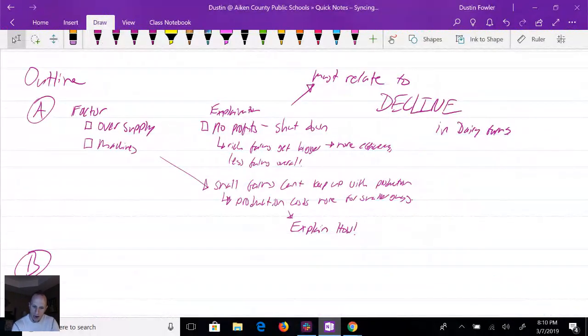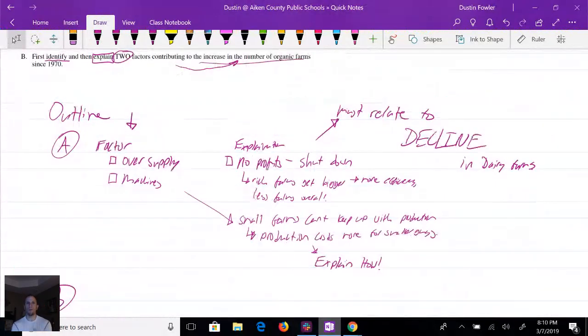For the outline here, I only did example A because I put this together really fast while I was trying to eat. But I wrote out just a quick outline of where I'm going with this. If you look at factor here, I wrote down my 2 factors. I wrote down oversupply and machines because that's what I put over here when I answered the question. So that's where I was going with my 2 identifications. And then for the explanation, I just wrote some bullet points. No profits equal shutdown. Rich farms get bigger, and because there's more efficiency, less farms are going to go out of business. And then right here, I put small farms can't keep up with production.